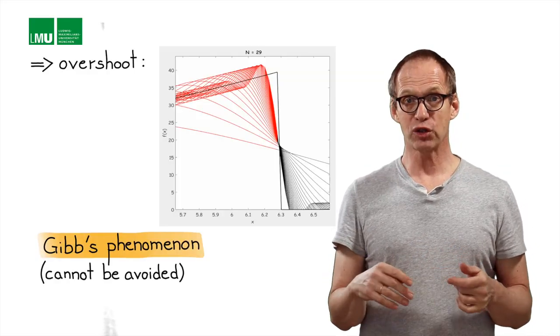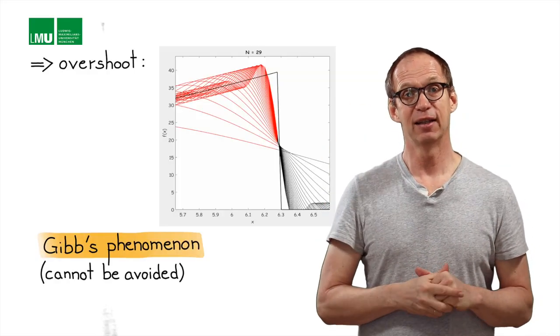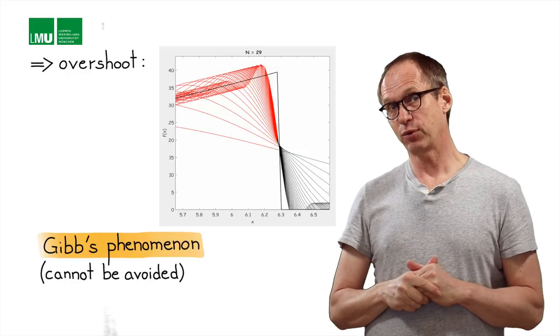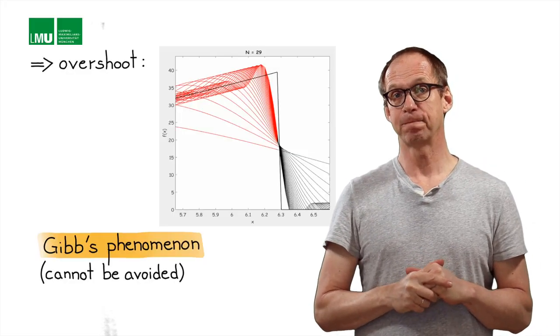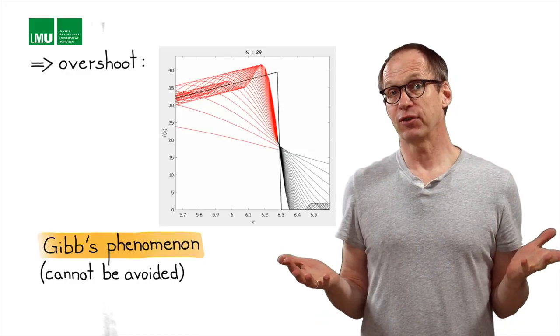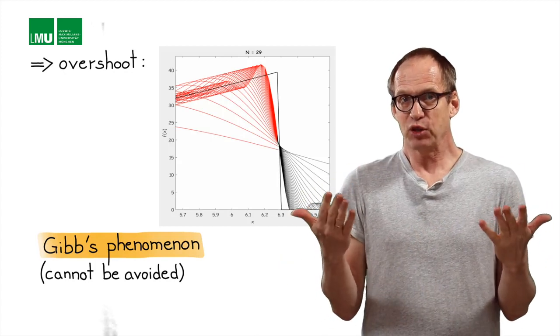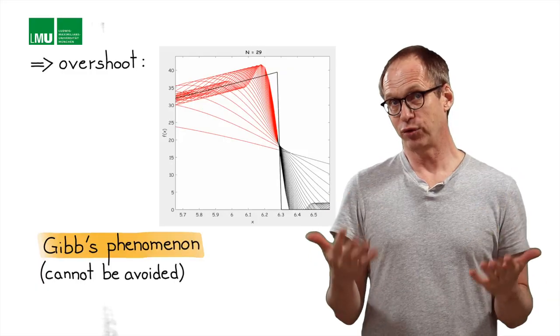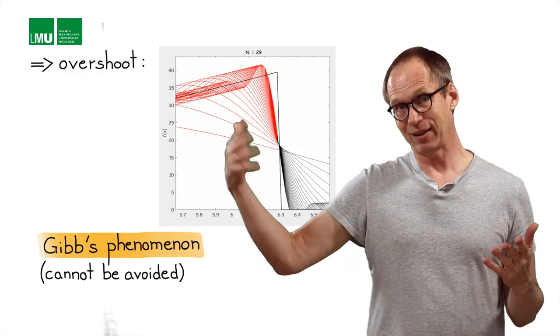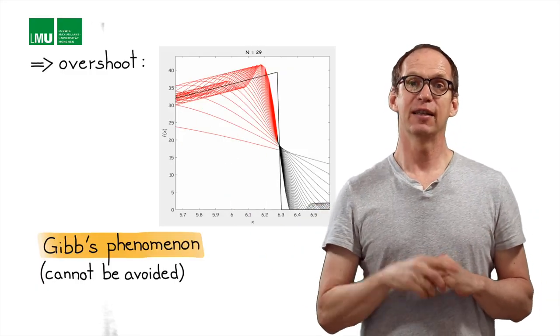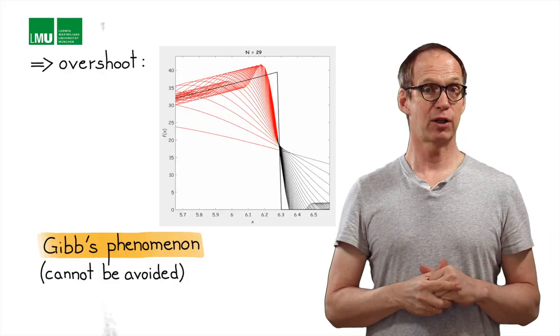It is an overshoot that we have if we approximate a function with a discontinuity. Actually, we cannot get rid of this. Even though the error between the approximate function and the true function is converging if n goes to infinity, that overshoot will never go away.